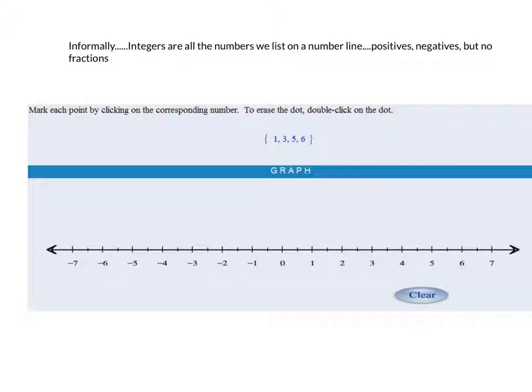So that says click on 1. Okay, 1 is this dot right here. So I would click on 1. And 3. Oh, here's 3. And here's 5. And then here's 6. And that's all they want you to do, is pick out where those fall on that number line. Easy enough.